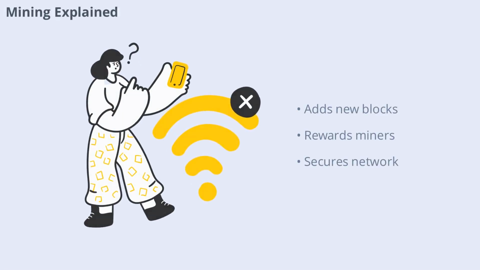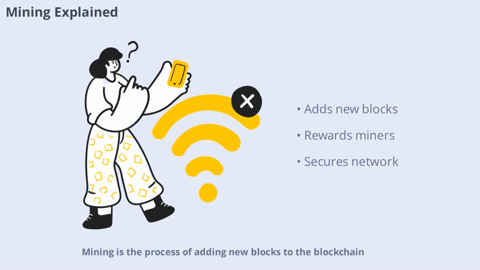Mining is the process of adding new blocks to the blockchain. In proof-of-work systems, miners use powerful computers to solve complex puzzles. The first to solve the puzzle gets to add the block and receives a reward, usually in cryptocurrency. Mining secures the network and ensures that only valid transactions are recorded. However, it can be energy-intensive, leading to debates about sustainability.